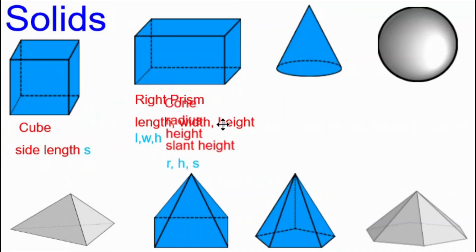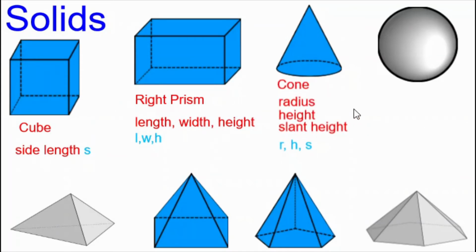Now we have the cone. The cone has a radius, a height, and a slant height. The radius is the distance from the center of this circle at the base to anywhere on the outside edge of that circle. The height is the distance from that circle to the point at the other end of the cone, but forming a right angle with the circle. And the slant height is this tilted measure that goes along the side of the cone. Depending on whether you're looking for area or volume, you may use the slant height or the height or both, but you will always need to use the radius.